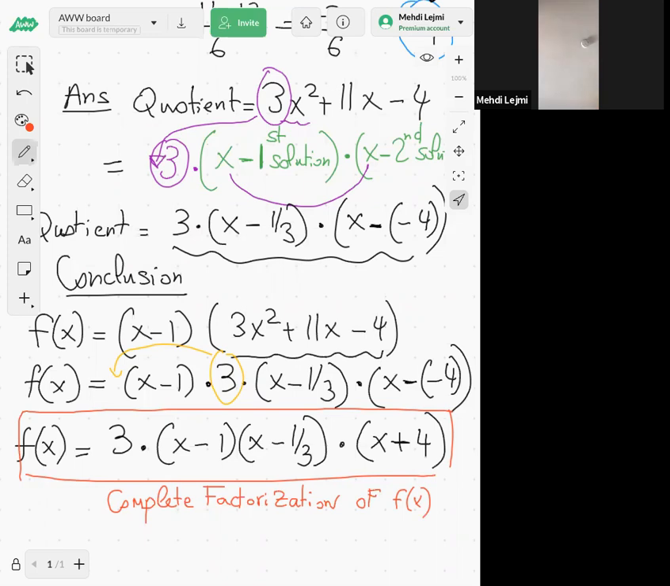Any questions, guys? So first, I tried the numbers in the list. I got one solution, and then I had to divide my f of x by x minus that solution, right? I got the quotient, and then I had to factor the quotient, right? And then you get the complete factorization of f of x. All right, so if there's no question, then we can move to number 3.